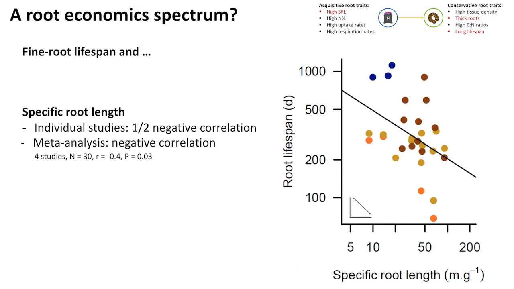And then we carried out a meta-level analysis, and you see the results in this graph. So on the x-axis, specific root length, on the y-axis, root lifespan. Each data point refers to a specific species, and the different colors refer to different studies. So in total, we found 30 different data points from 4 different studies, and these were significantly negatively correlated, which agrees with the hypothesis. So from this, well, still fairly limited data set, we can conclude that thick roots might actually live longer.